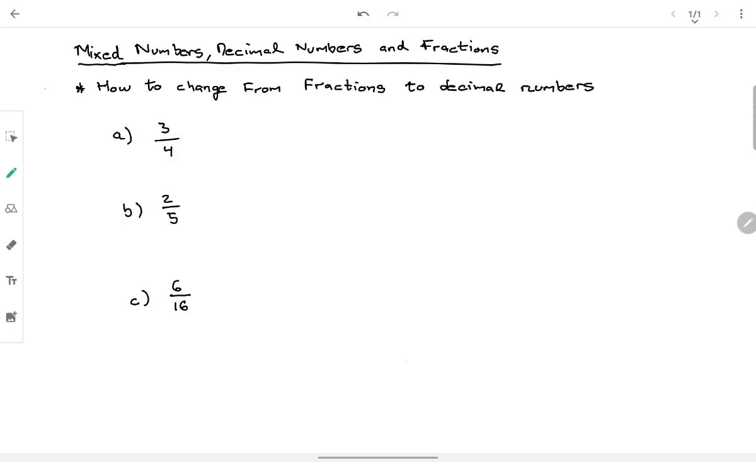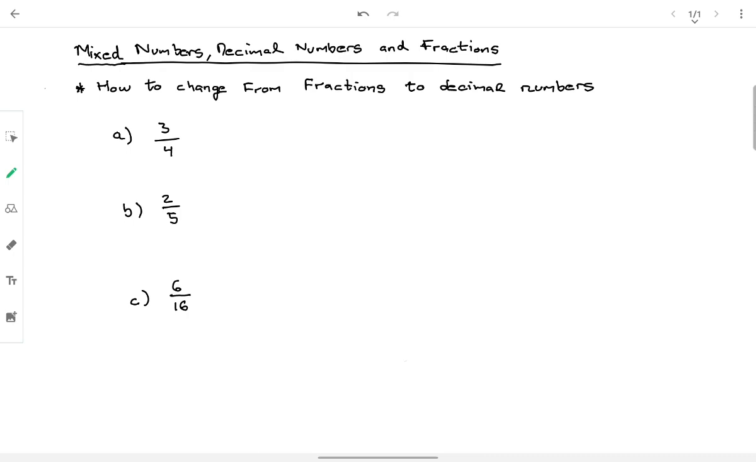Let's review now how to change from fractions to decimal numbers. We will only see some decimal numbers. We are not going to see periodical ones. We are going to see only cases where the answer is exact, not a periodical one.